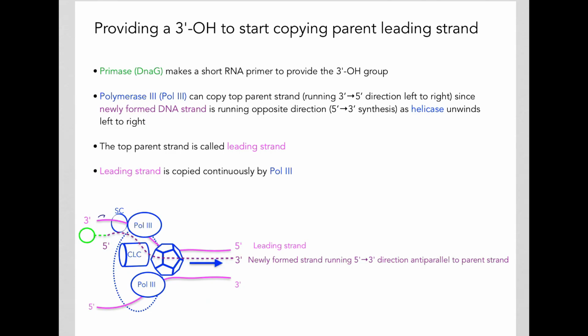In this case, this strand here is called the leading strand. You can see the leading strand will be copied continuously. The DNA polymerase will travel along the leading strand and keep on copying it. So the leading strand is copied continuously by polymerase 3. And this is possible because the newly formed strand is running 5' to 3' direction, anti-parallel to the parent strand, which is exactly what we want.